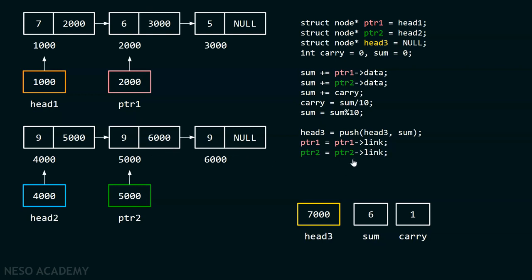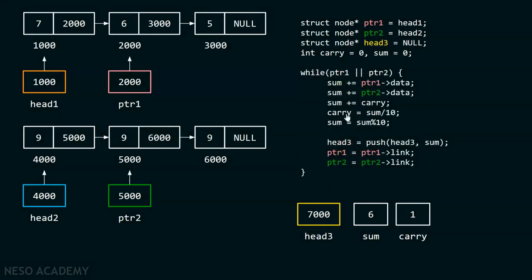What is the next step? Obviously this whole thing must be repeated once again. Therefore, we must put this piece of code within a while loop. And here you can see that I have put this line of code, that is PTR1 or PTR2, which means that PTR1 not equal to null or PTR2 not equal to null. If PTR1 is not equal to null or PTR2 is not equal to null, then you can continue, otherwise just get out of this loop, right?